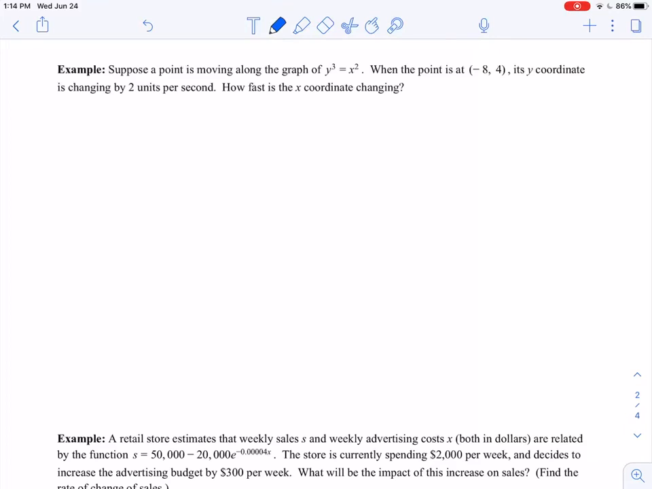Let's look at a few more examples of related rates problems. These ones might be a little bit simpler, I think, than the latter problem, so I think they'll be a little bit more approachable if you felt overwhelmed in the last video.